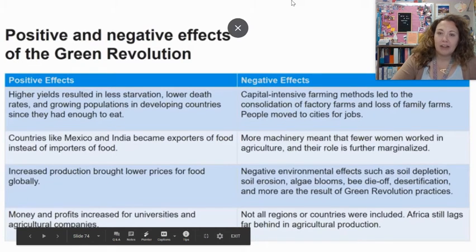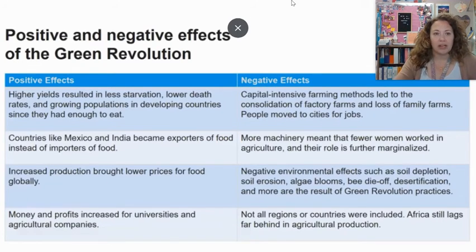Okay, positive and negative effects, just like anything. So again, you'll want to read through this, the good that has come from this green revolution and the negative that has come from this. So if you need to pause to read this and fill out that chart, do that.